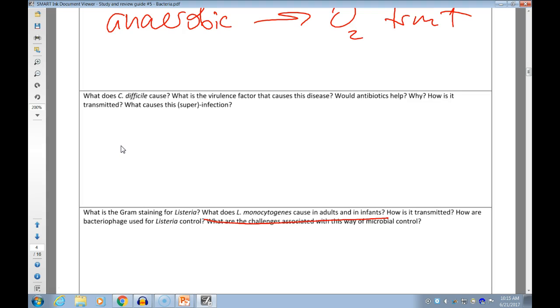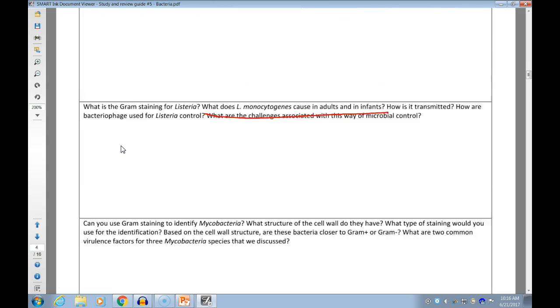In adults, gastroenteritis. In infants, Listeria monocytogenes causes meningitis, right? Transmission, oral. Bacteriophage kills the Listeria. That's all that was answered. How are they used? They kill it, okay? What are the challenges? Well, we covered it today also. Resistance, specificity, it's all those issues.